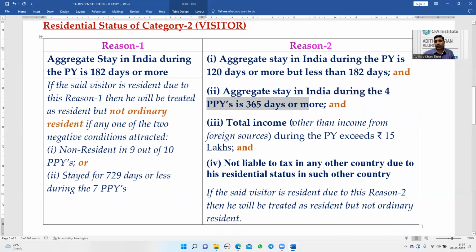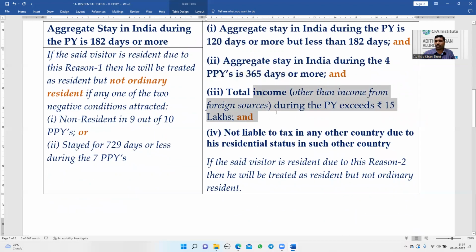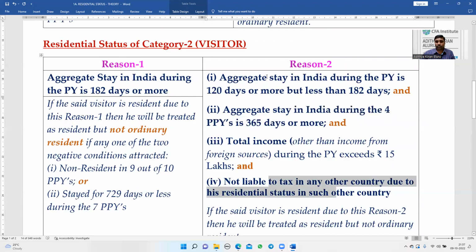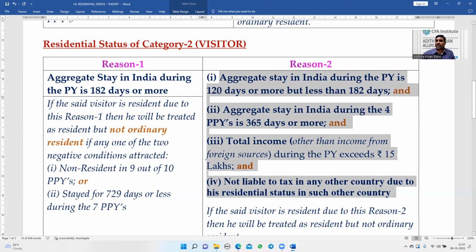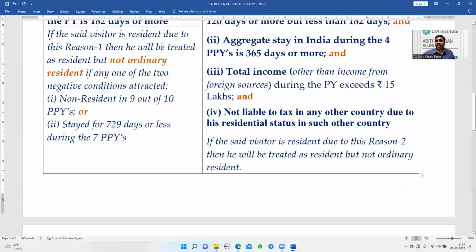365 days or more, and total income other than foreign income exceeds 50 crores, and not liable to tax in other countries due to residential status. If all these four conditions are satisfied, he is always a resident but not ordinary resident. Okay, this is the second category, residential status of category 2 people.